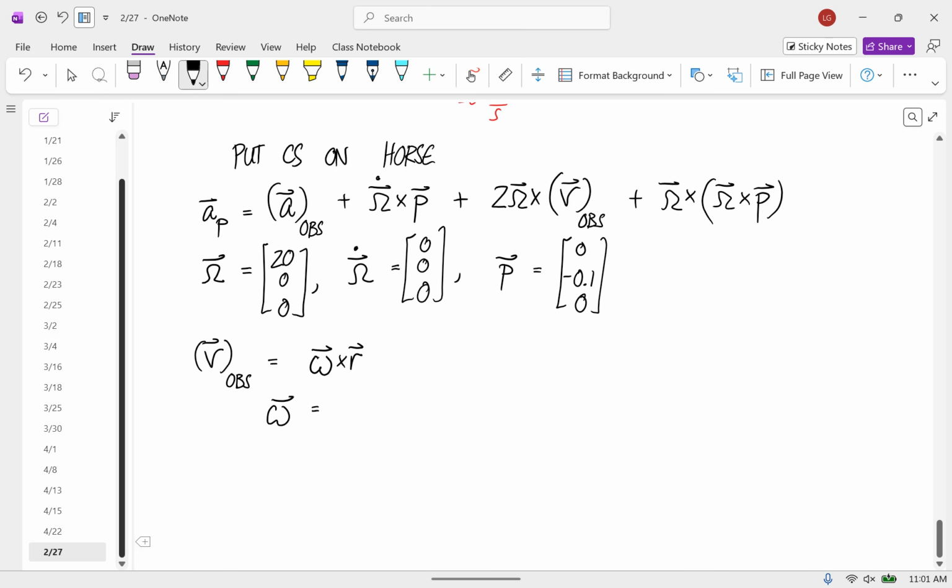So omega is 0, 0, negative 5. And now the r vector, that's a vector that goes from what to what? Exactly. So that's the same as the p vector in this case, but don't get lulled into a false sense of security on that, okay? So r, that's just because in this case we happen to put the origin at the center of this circular motion, okay? So r is equal to 0, negative 0.10.